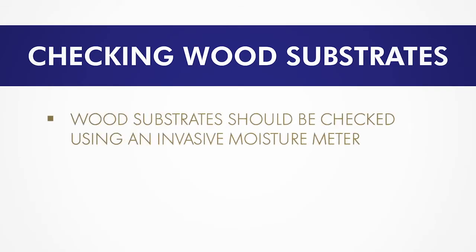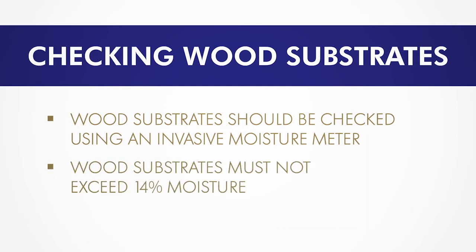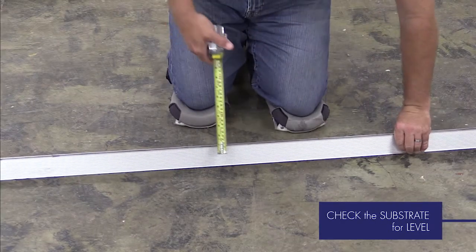Wood substrates should be checked using an invasive moisture meter even if no obvious sign of moisture is present. Moisture levels must not exceed 14%. Next, check the substrate for level.